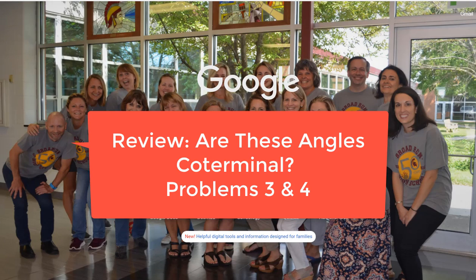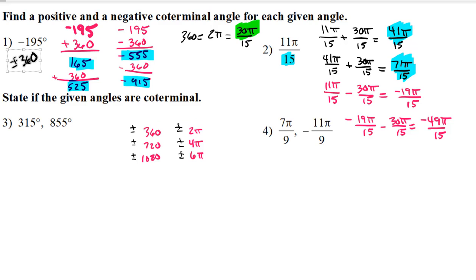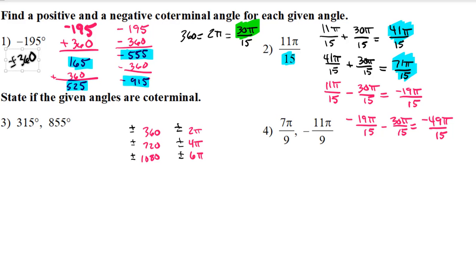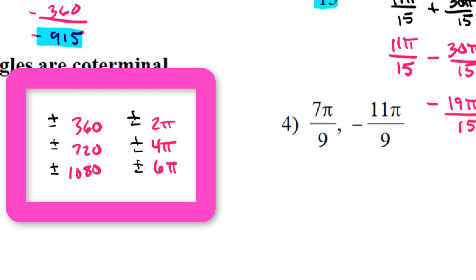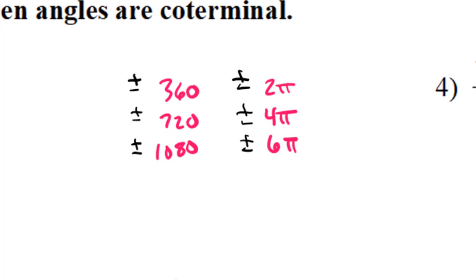Mr. Muscarella is coming at you, and we're going to take a look at this video reviewing coterminal angles to determine if two given angles are coterminal or not coterminal. We'll be given some numbers, and depending on if we're working with degrees or radians, we're going to add or subtract 360, 720, 1080, or maybe 2 pi, 4 pi, or 6 pi. Those are the values we want to see if we get multiples of, 360 or 2 pi, as we do our arithmetic.